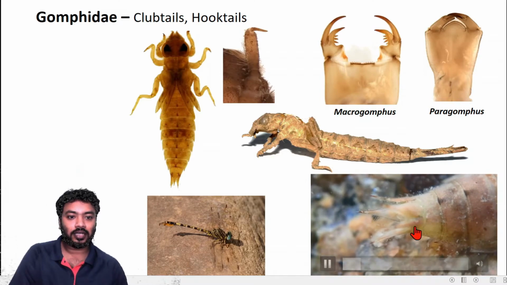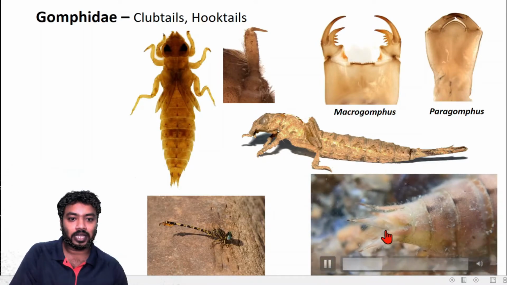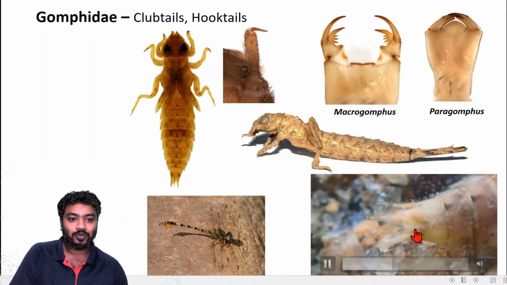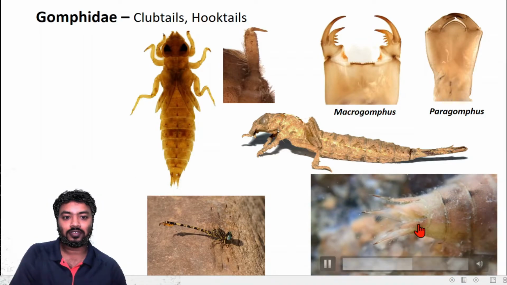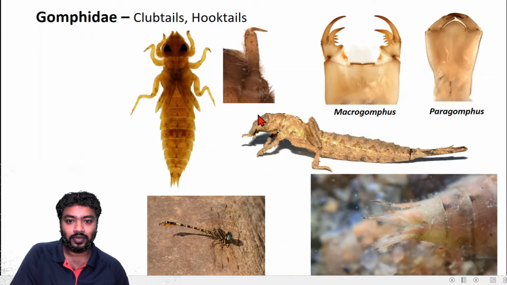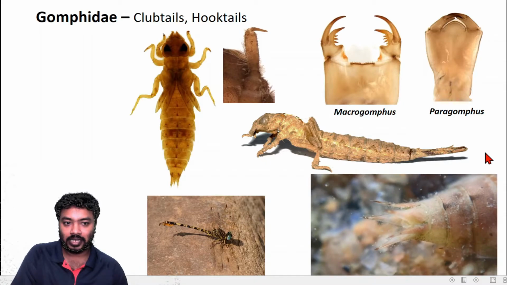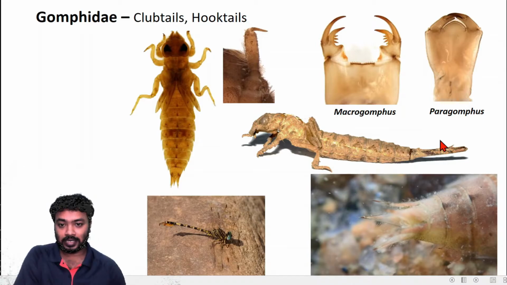So here you can see the palps opening and closing. It is actually inhaling the water and exhaling. That is why all the gomphids generally have a very long, slender body and sometimes long abdominal segments, just to keep the abdominal tip out of the sand. Okay.